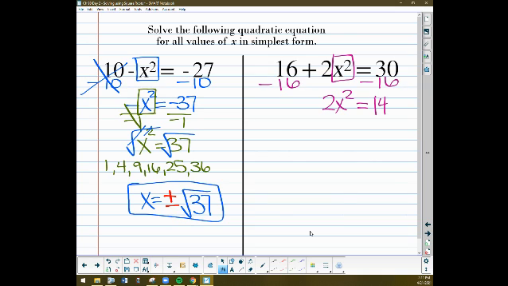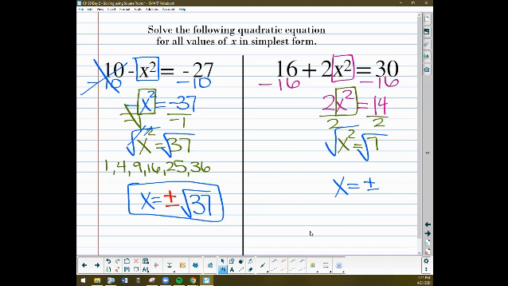Now I still am not quite there. I want to get that x squared part completely alone. I got to divide by 2 on both sides. And I get x squared equals 7. Once I get the x squared part by itself, I want to take the square root of both sides. And I can write x equals plus or minus, always having that in there.